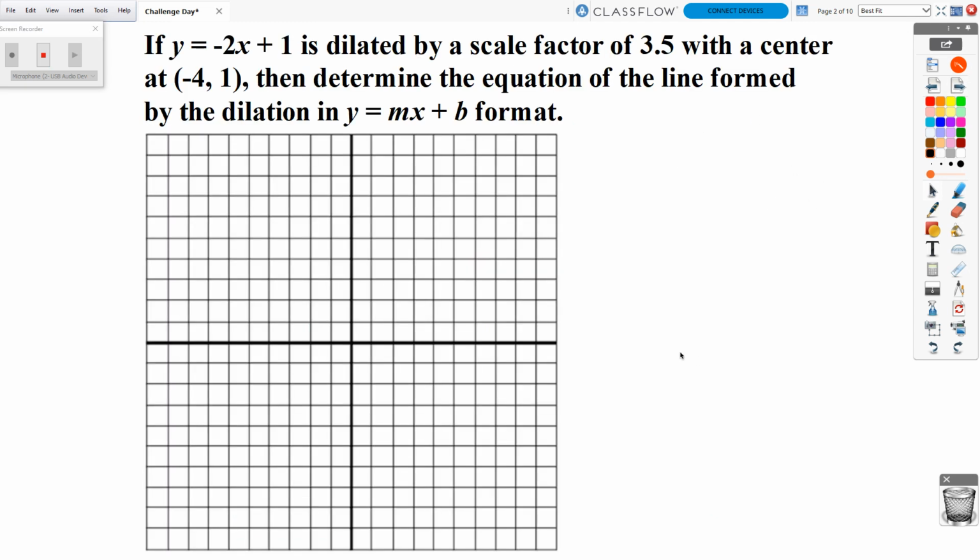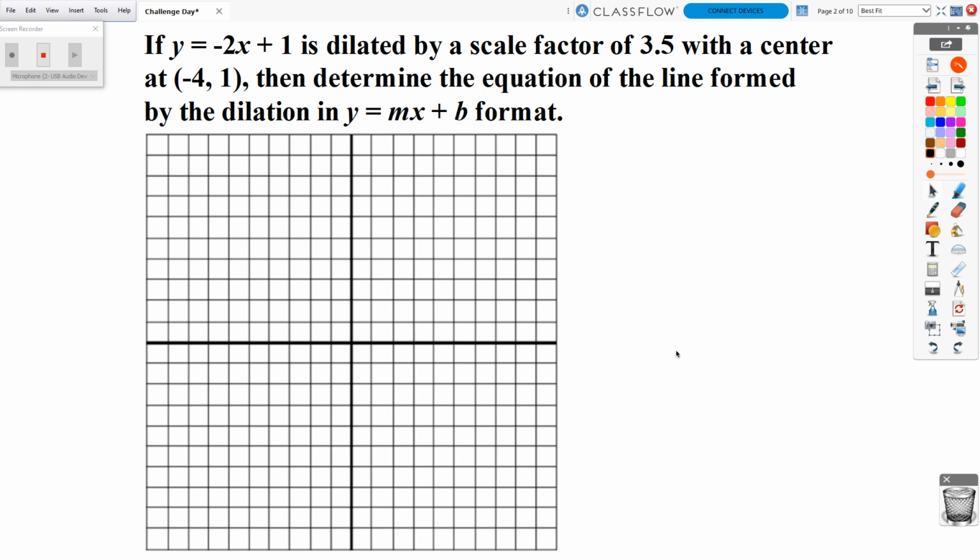So first, if I have the line y equals negative 2x plus 1, and it's dilated, get this, the whole line is dilated by a scale factor of 3.5 with a center at negative 4, 1, then determine the equation of the line formed by the dilation in slope-intercept y equals mx plus b format.